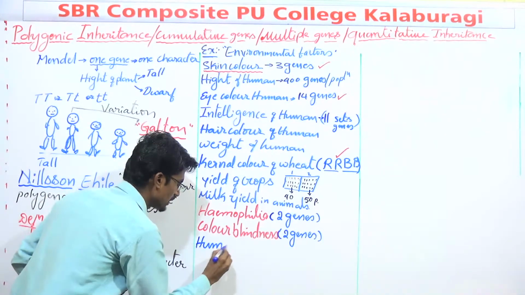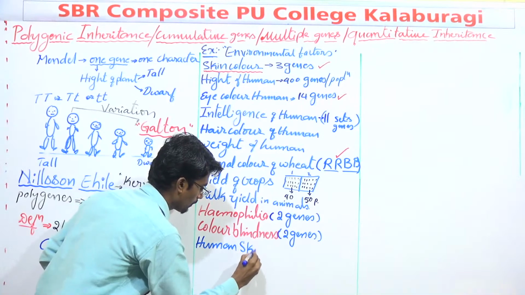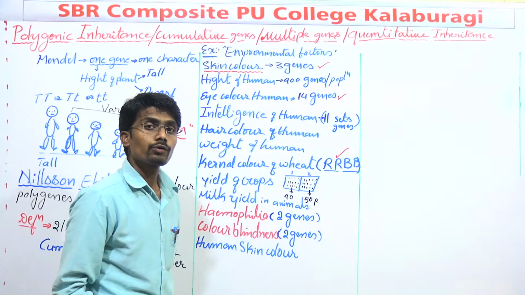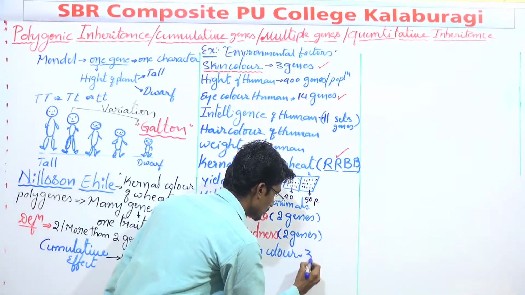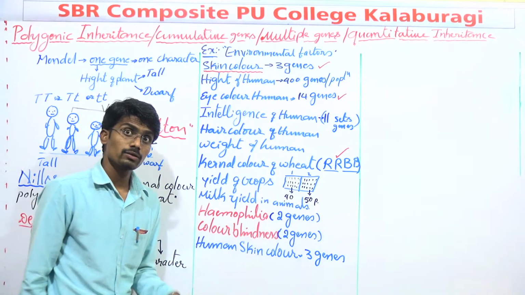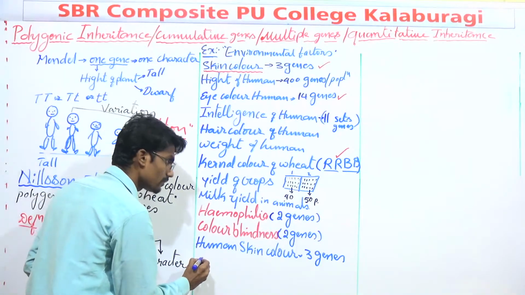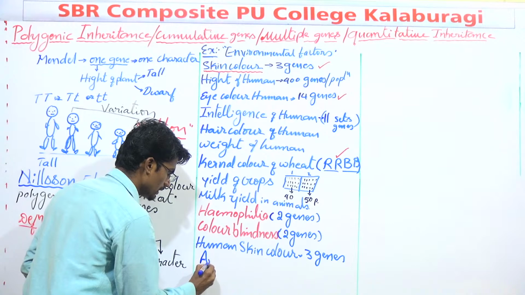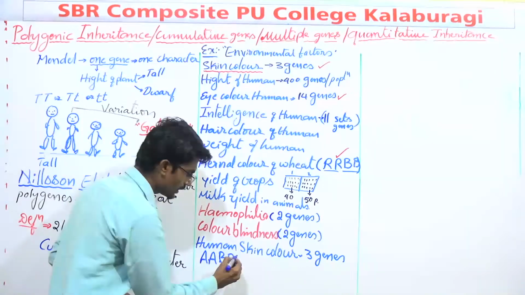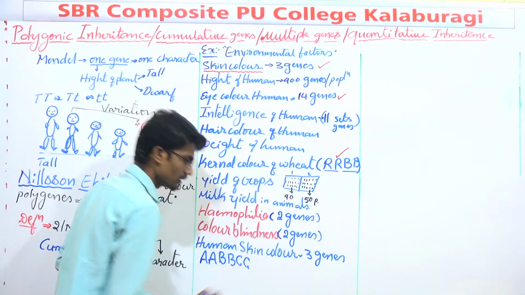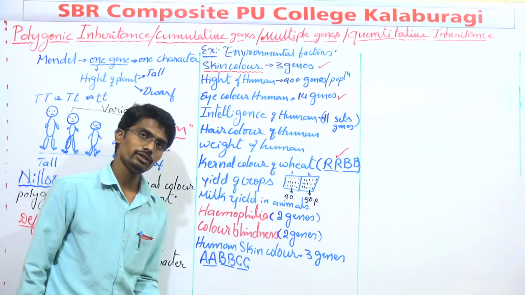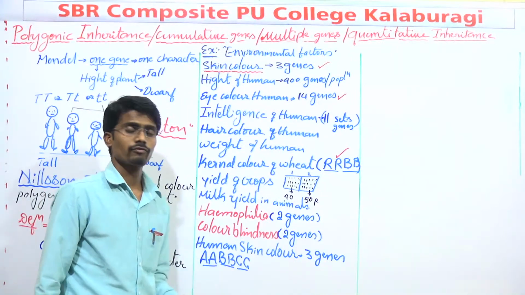Here, human skin color is controlled by how many genes? 3 genes. Dear students, what are those 3 genes? Those are A gene, B gene, and the third one is C gene. These 3 genes are responsible for the skin color of human beings.